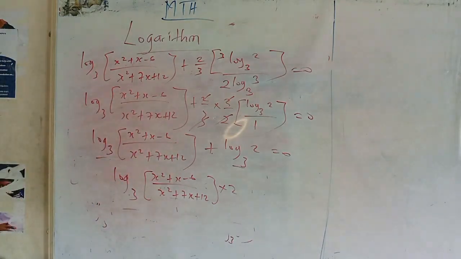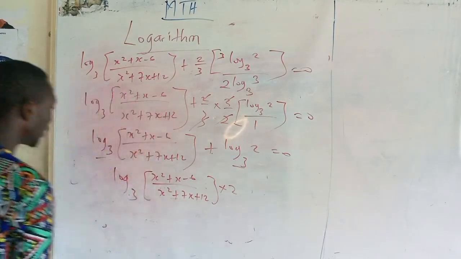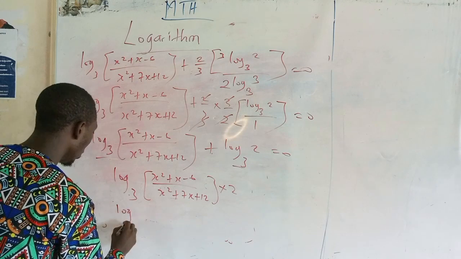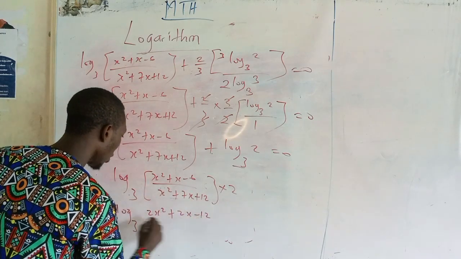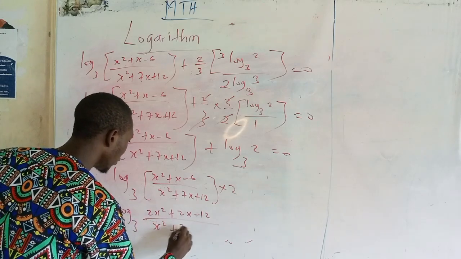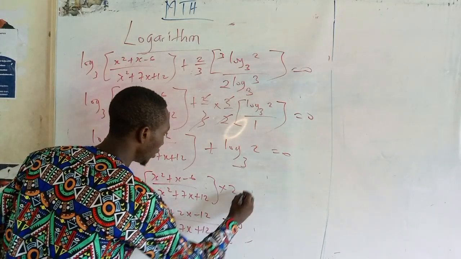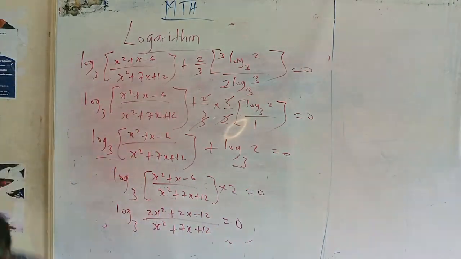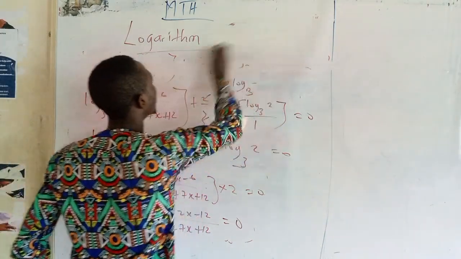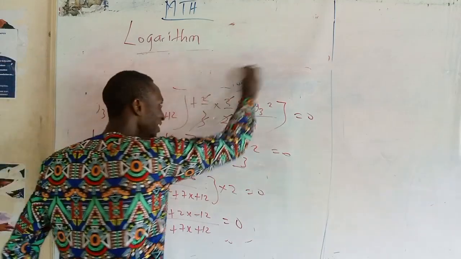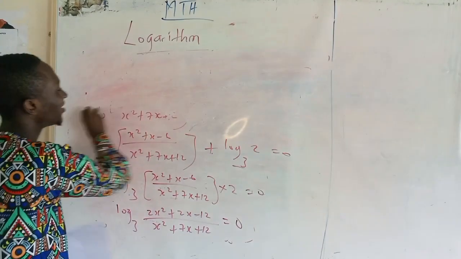So we continue. Now we multiply it with 2, it becomes log 3 of 2 times x squared, 2x squared plus 2x minus 12 over x squared plus 7x plus 12, equal to 0. Everything is equal to 0. No more. So now we are still on the journey to find our x. It's an interesting journey, so enjoy the ride.